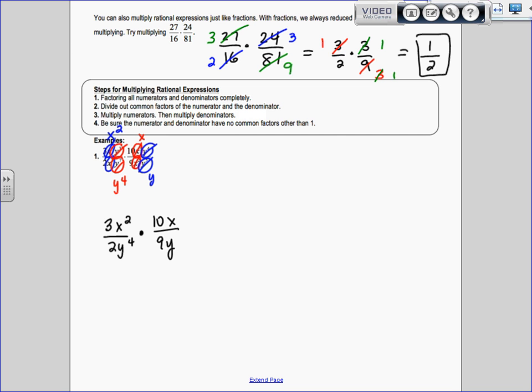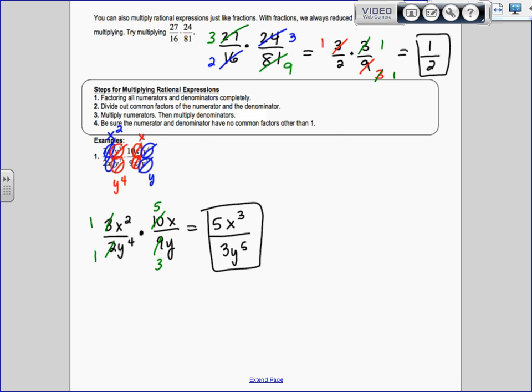Okay, anything else you see that can reduce? Yeah, the 10 and the 2 reduce to give you 5 and 1. And then the 3 and the 9 reduce and give you a 1 and a 3. Then we're ready to multiply across the top. So I have 5x cubed, right, x squared times x. And I have 3y to the 5th. And that's your answer.